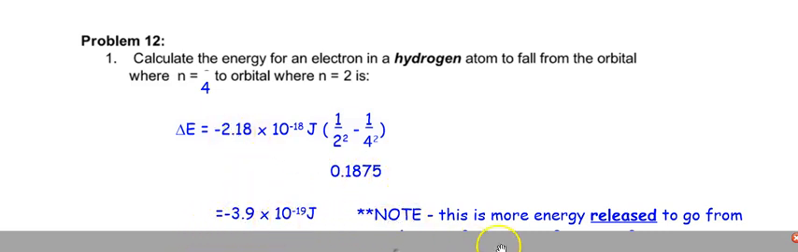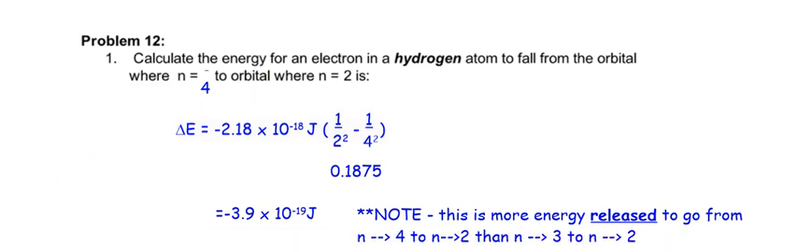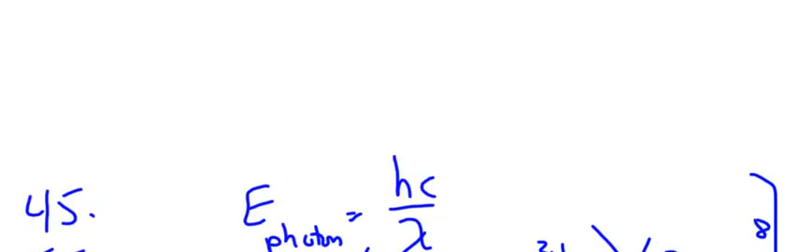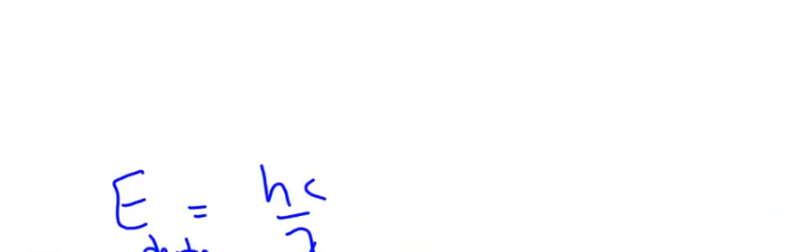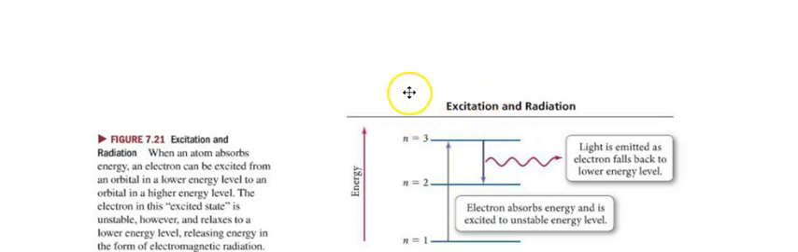So I wrote, no, this is more energy released when n goes from 4 to 2 than from 3 to 2. Does that make sense? If I had n equals 4 up here, wouldn't more energy be released to go down to 2 than from 3 to 2? Yes, it does. Not a whole lot, but it does take some energy. Let's continue on now.